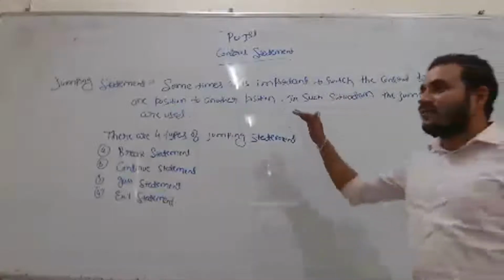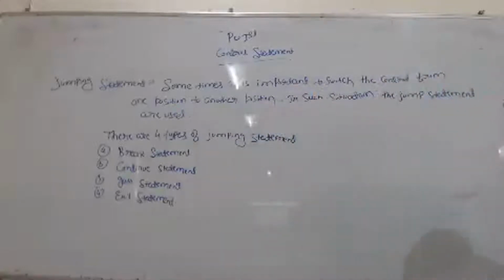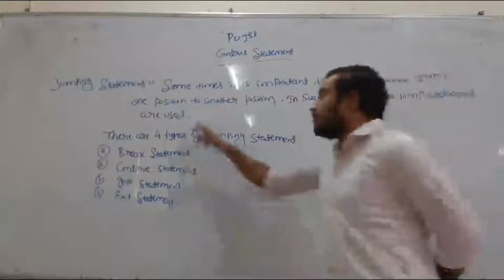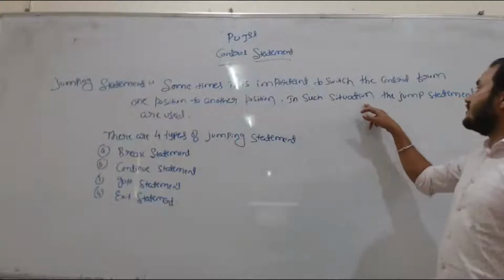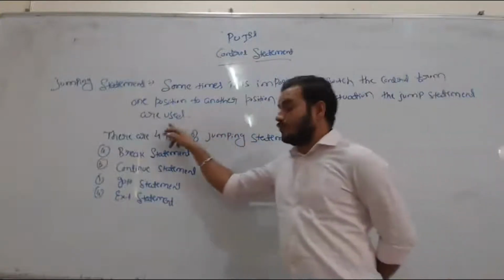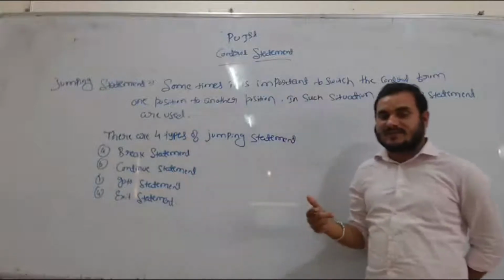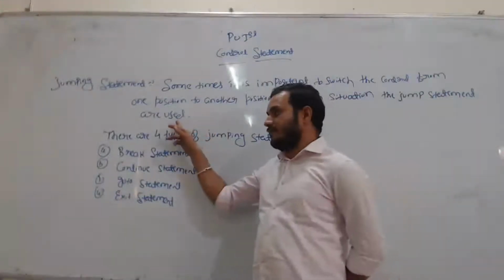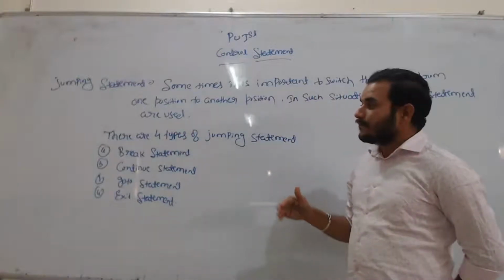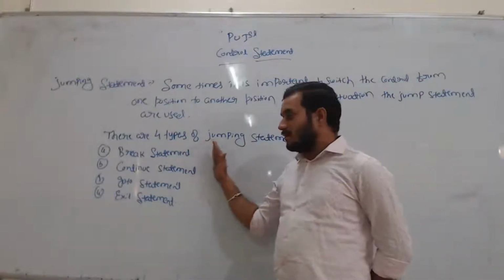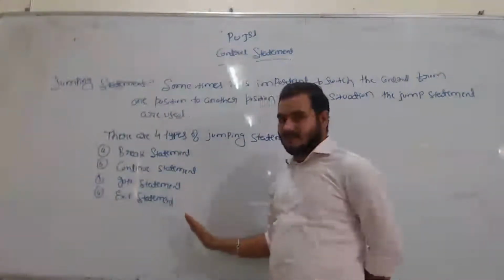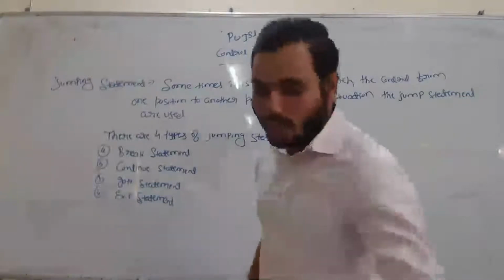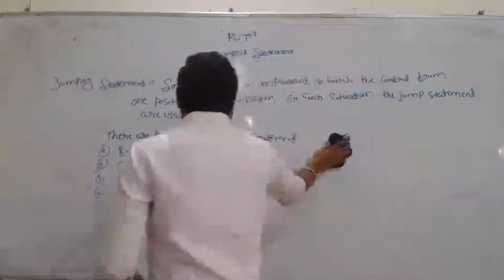Understand what is the meaning of jumping statement. Sometimes it is important to switch the control from one position to another position. In such situations, the jump statements are used. There are four types of jump statements: break statement, continue statement, goto statement, and exit statement. We will discuss one by one. The first one is what? Break statement.